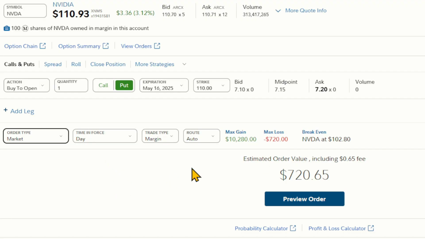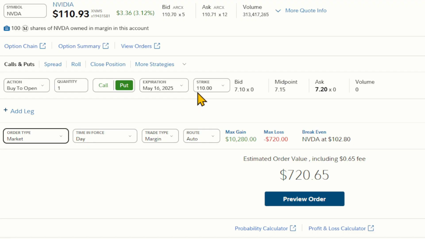What's my max gain? My max gain is $10,280. But is it really in this case? Not really, because I also own 100 shares. So I'm buying protection. Basically, I'm putting a stop loss in place in a sense at a 110 strike price. So let's think through this. If this particular option, if NVIDIA is the next Enron, if it goes to zero, then how much is this option going to be worth?